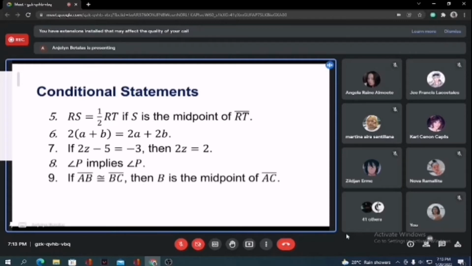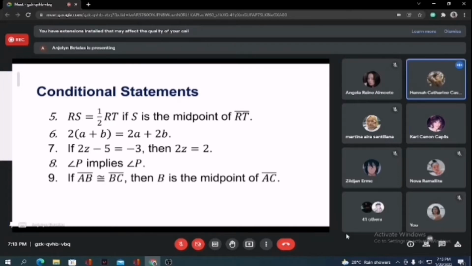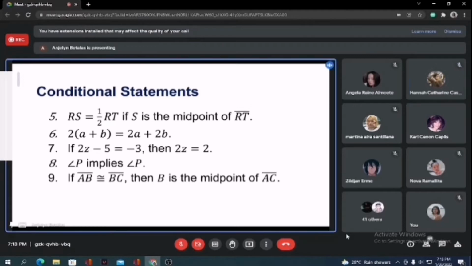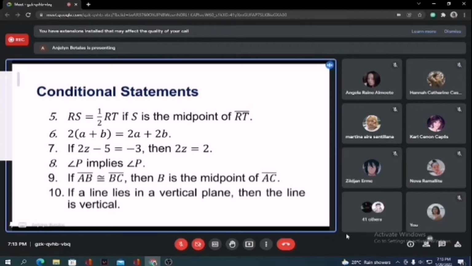If segment AB is congruent to segment BC, then B is the midpoint of segment AC. The hypothesis is segment AB is congruent to segment BC, and the conclusion is B is the midpoint of segment AC. Okay, very good. Okay, number 10.